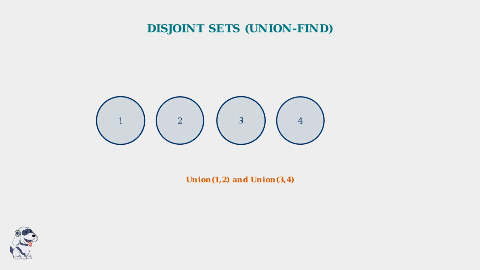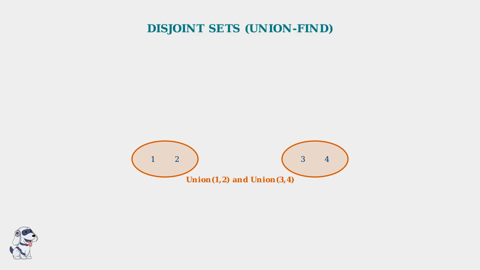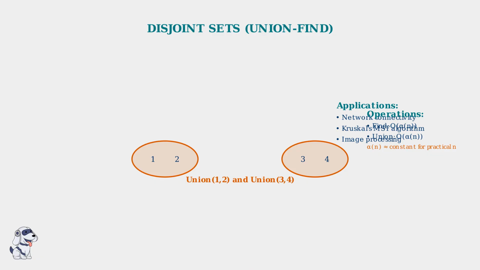When we perform union operations, sets merge together. For example, union of sets containing 1 and 2 creates a larger set, and union of 3 and 4 creates another set. Disjoint sets are particularly useful for network connectivity problems, such as determining if two nodes are connected in a graph, or for implementing Kruskal's minimum spanning tree algorithm.